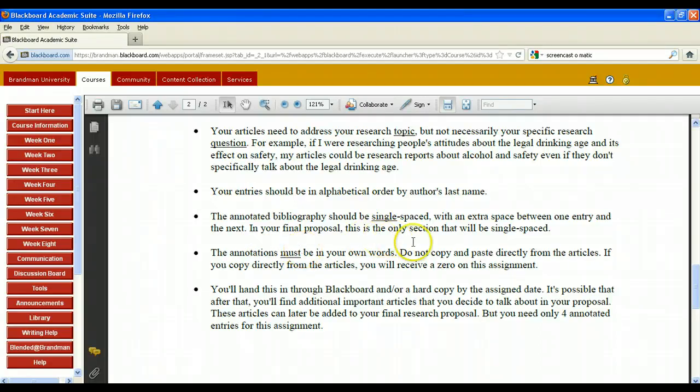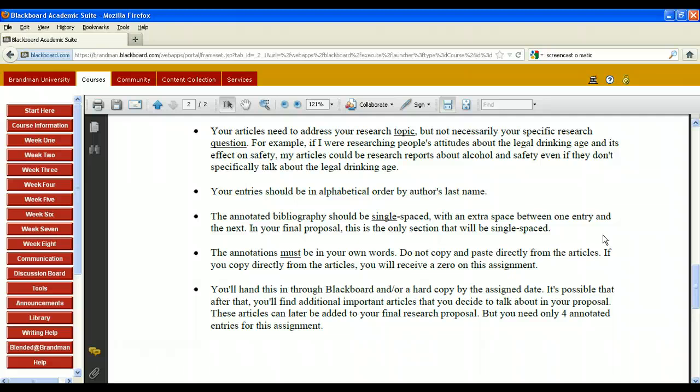In your final proposal, this is the only section that will be single-spaced. So yes, you will include this annotated bibliography as part of the references page in your full research proposal. That means that all of the entries in the references of your research proposal should be alphabetical, and for these 4 research articles, you should include your annotations, your 1 to 2 paragraph summaries.